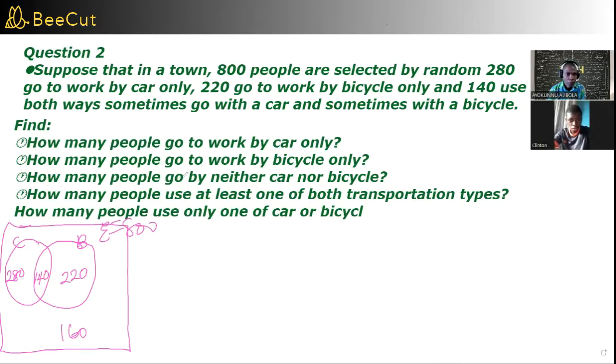So how many people go to work by neither car nor bicycle? That means you can say for that question C, 160 people answer that they go to work by neither car nor bicycle.